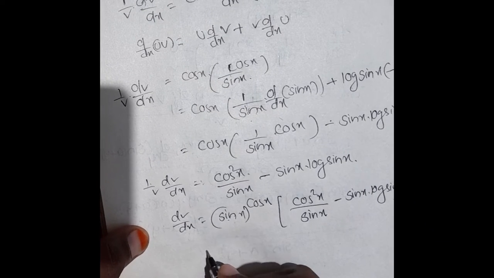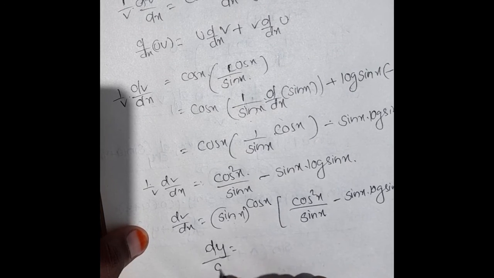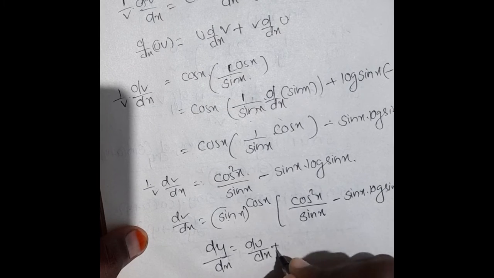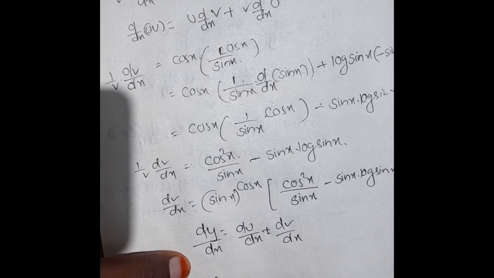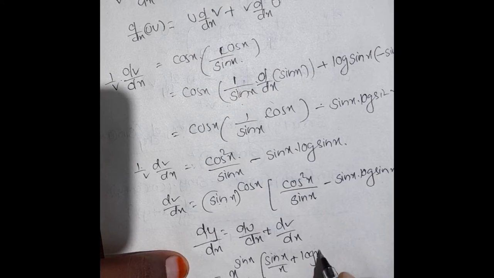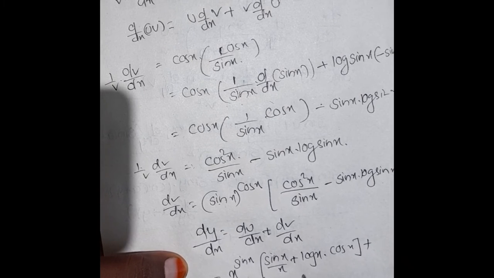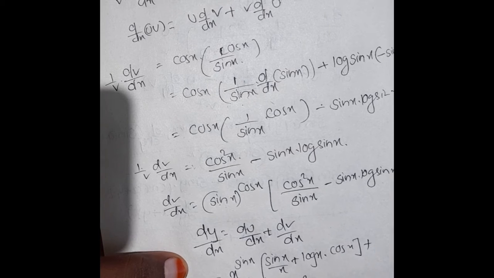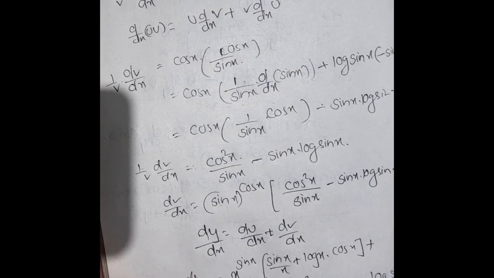Now we are finding y equals u plus v, so what is dy by dx? Du by dx plus dv by dx, right? So what is du by dx? We got du by dx as x to the power sin x into sin x by x plus log x into cos x, plus what is dv by dx? Here we got sin x to the power cos x into cos square x by sin x minus sin x into log sin x. Okay, so this is dy by dx.